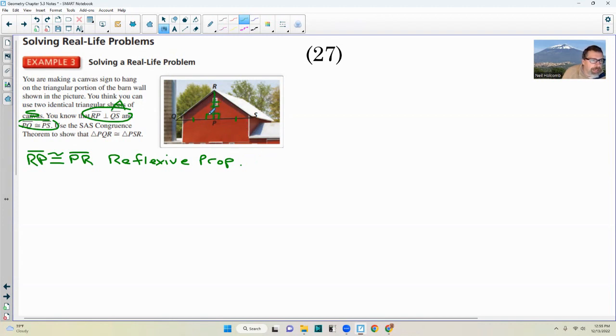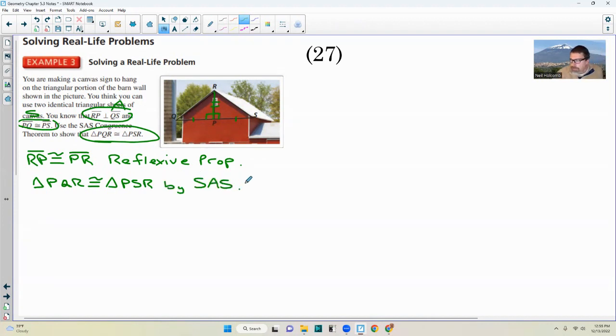So I have a side, I have an angle, I have a side. So now I can say triangle PQR is congruent to triangle PSR by SAS. Okay, pretty straightforward. And that is problem number 3, or example 3. So now you should be able to do problem number 27.